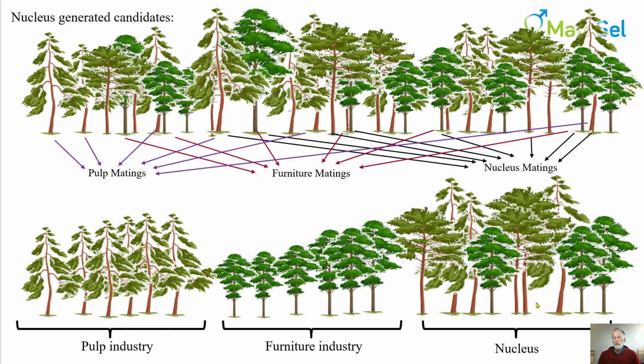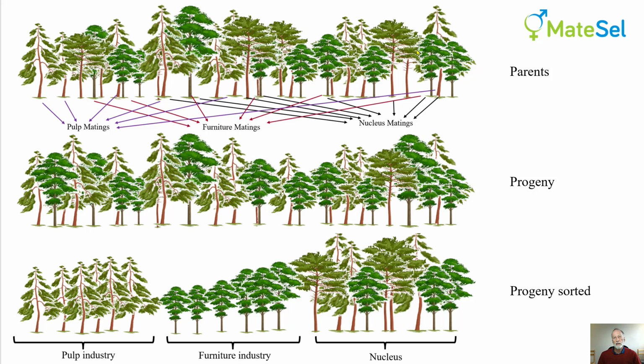So to more accurately represent what's going on here, let's just jump ahead. This top row is the same as the top row before, and the bottom row is the same as the bottom row in the previous slide, but I've shown the progeny that are generated out of these matings here. So we have the parents, which are the nucleus-generated candidates that have been selected and mated, their progeny, and then we have the sorted progeny.